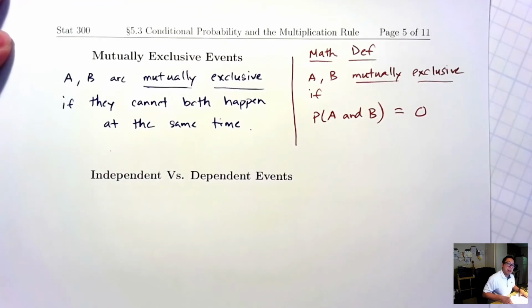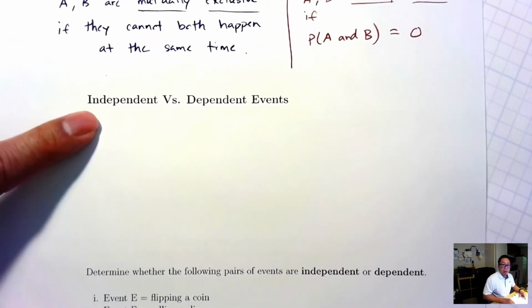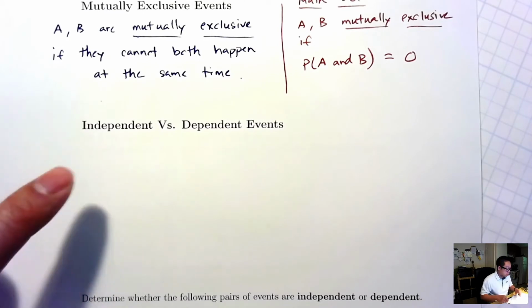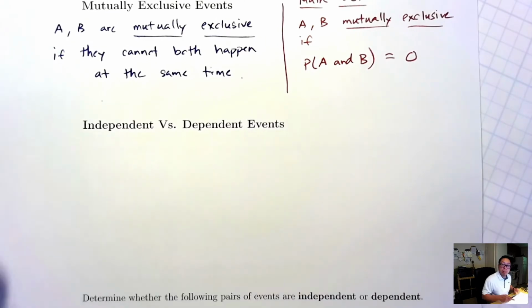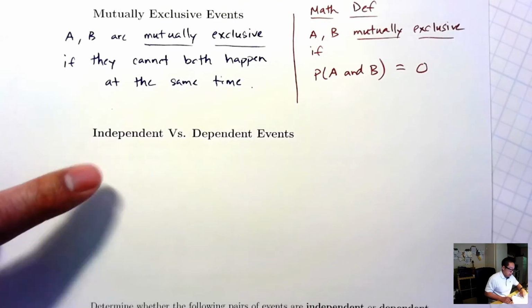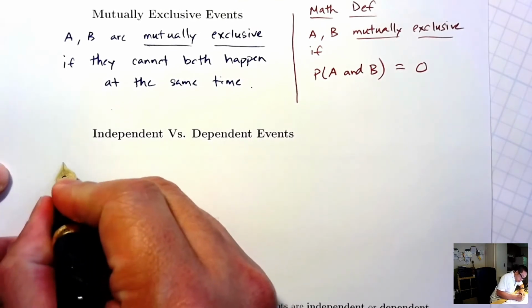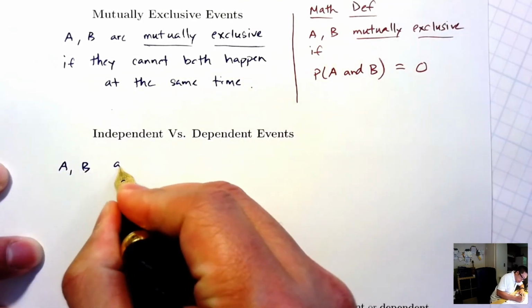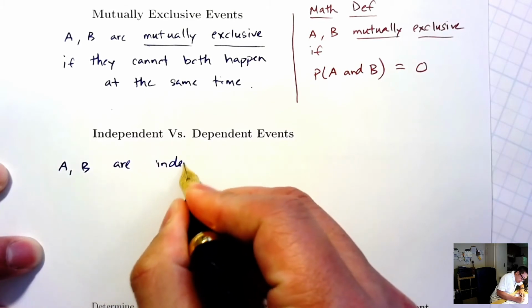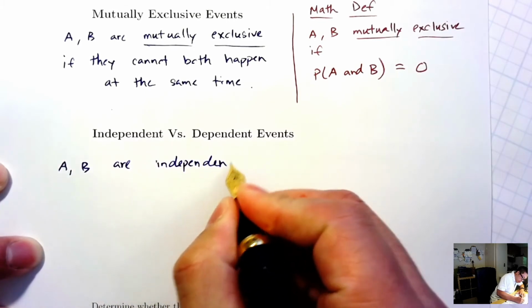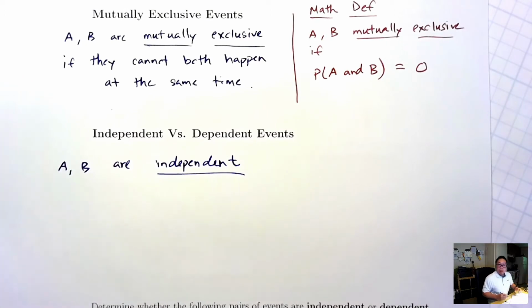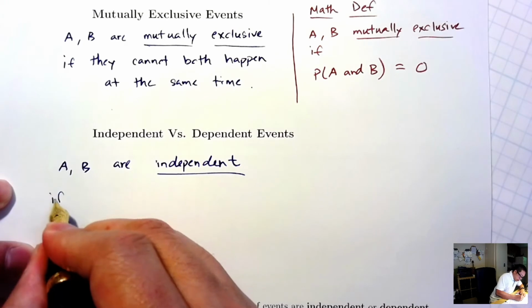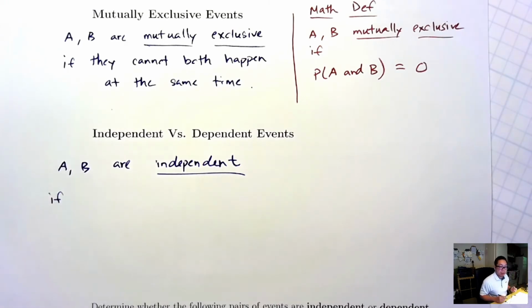Okay, the new concept in this section is independent. Okay, so let me tell you the word definition of independent, and then we'll also talk about the math definition. Okay, so independent, okay, so A and B are independent if basically if one has nothing to do with the other. So if the occurrence of one does not affect the occurrence of the other.